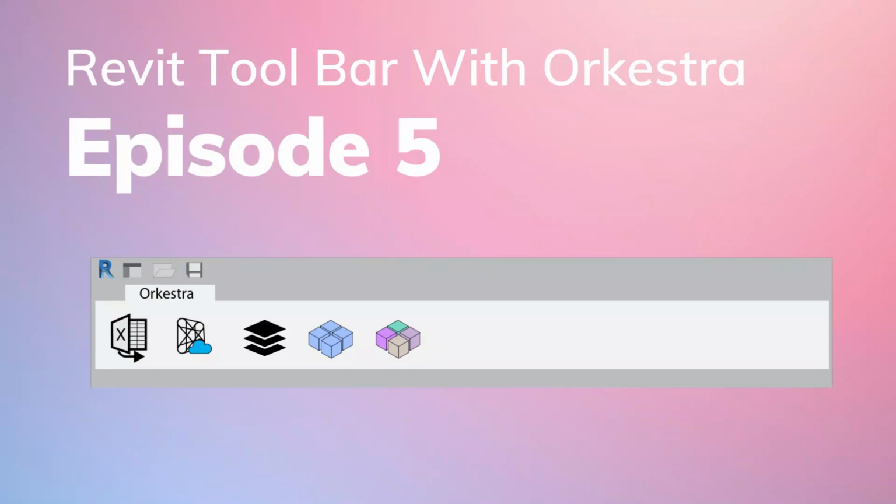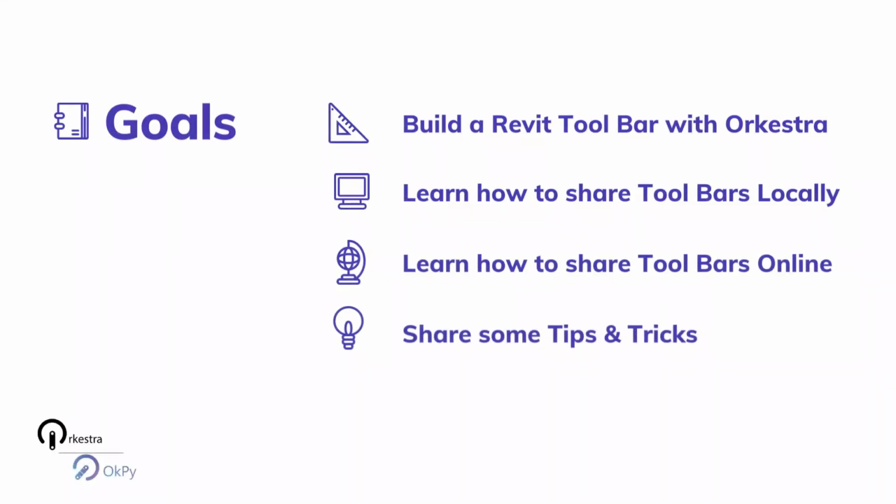All right, so episode 5 is going to have a different scope compared to the previous episodes that were, I'd say, quite similar because we were building tools using OKPy. This one's going to be way less technical, probably shorter also. And what we're going to be doing here is building a Revit toolbar using Orkestra. And what we're going to be placing in that toolbar is a Dynamo script and a couple of OKPy tools. So basically those we've been building in the previous episodes.